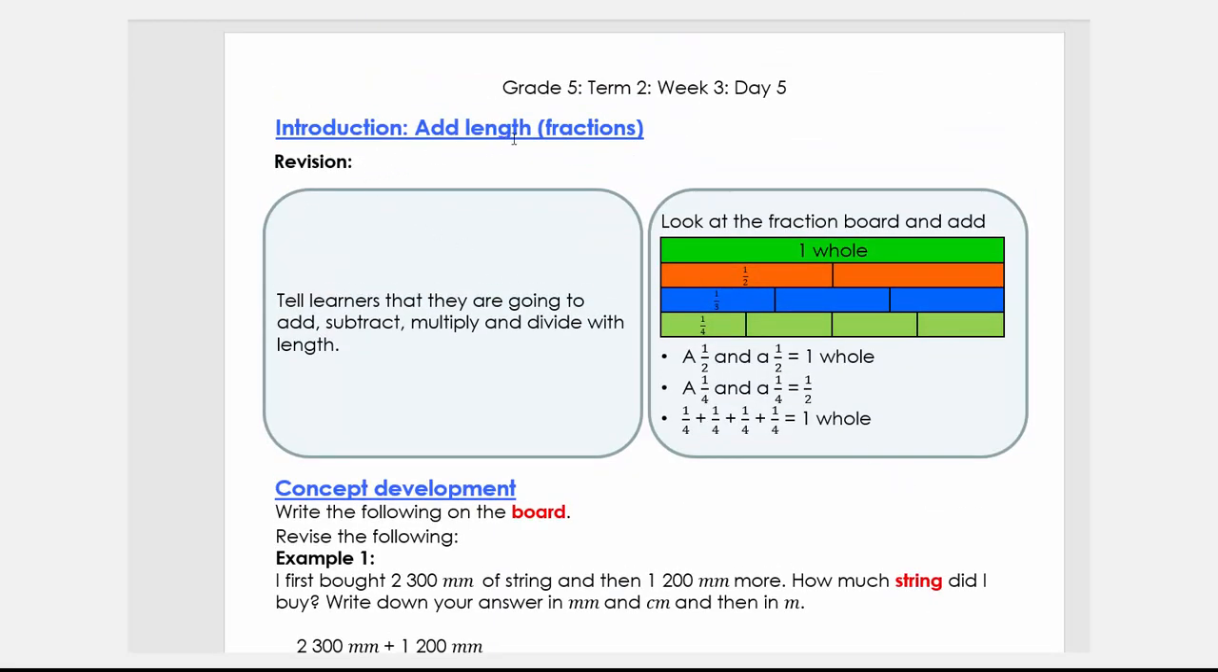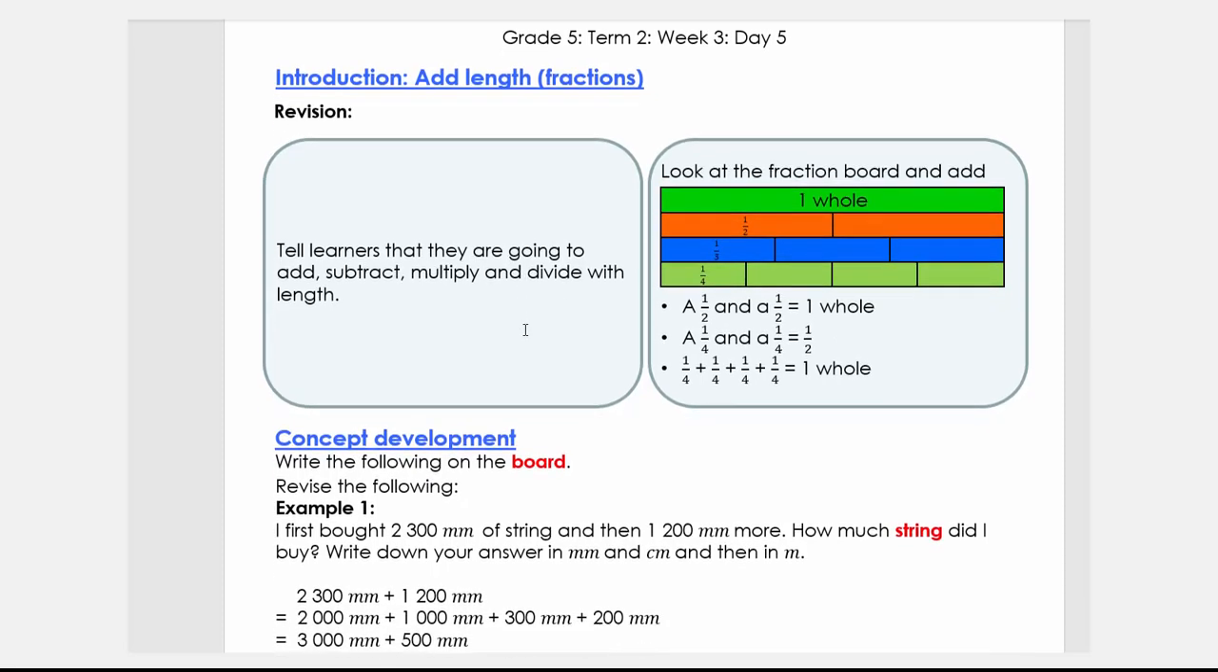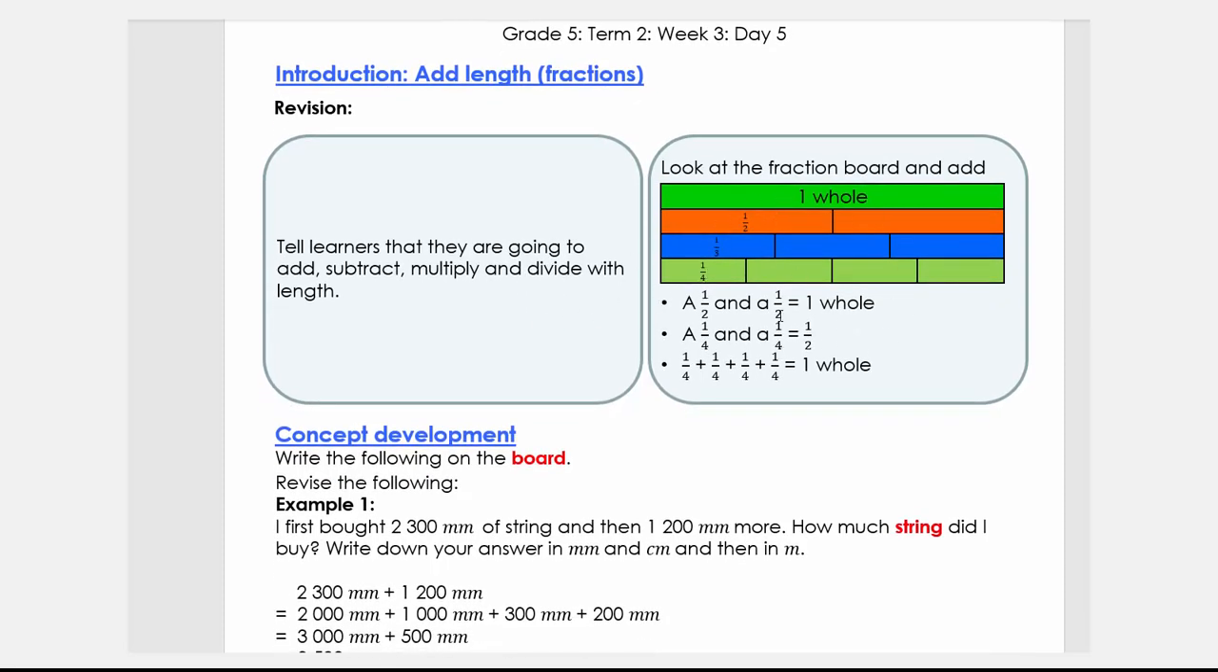So the topic for today is we're going to add length, but we're going to look at it in the context of problem solving, because we need to do measurement and problem solving. Here you probably need to revise what fractions are about. So I want you to pause here, show them this piece of the fraction wall chart, or if you have one in the classroom, and just revise that a half and a half gives us a whole, a quarter and a quarter and a quarter and a quarter. So 4 quarters will give us a whole as well.